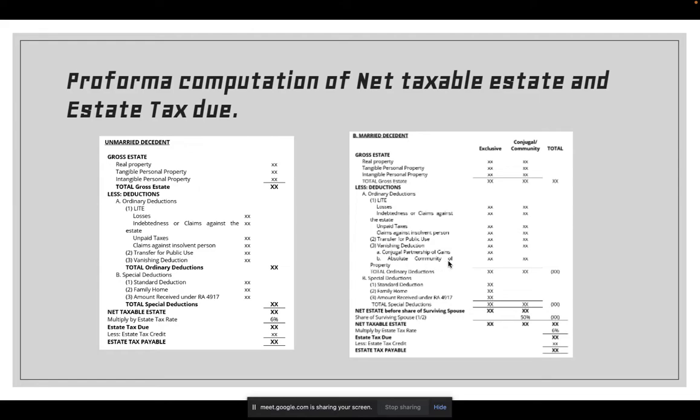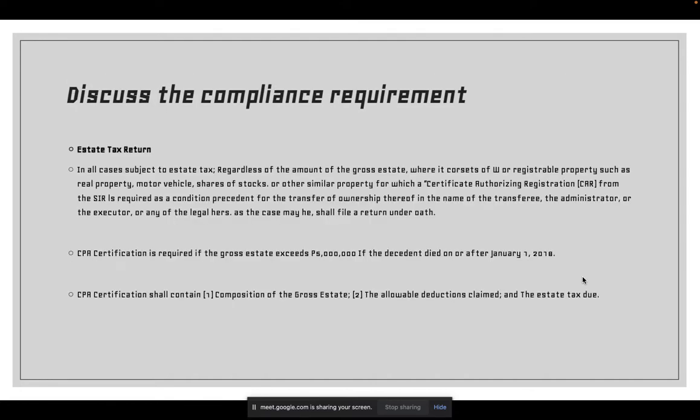Ang nadagdag lang dito sa married decedent, okay, is kung ano yung nasa conjugal partnership of gains or absolute community of property. Okay? Lagi mong iano kasi yan. Titingnan mo dito yung vanishing deduction. Ito, vanishing deduction, straightforward kasi hindi mo naman tatanungin kung conjugal or community property. But for a married decedent, kailangan alamin mo. Okay? It's going to be the same, yung mga standard deduction, family home, at saka yung amount received under RA 4917. Okay? So, we will have to discuss the compliance requirement.